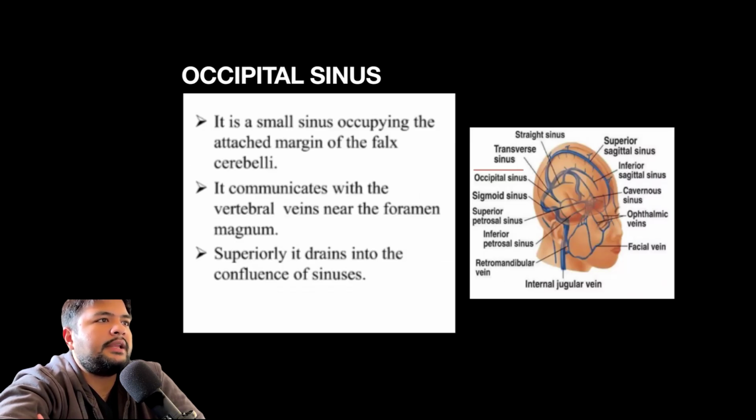Coming to the occipital sinus, it is a small sinus, also occupying the attached margin of the falx cerebelli, and it communicates with the vertebral veins near the foramen magnum. Superiorly, it drains into the confluence of sinuses.